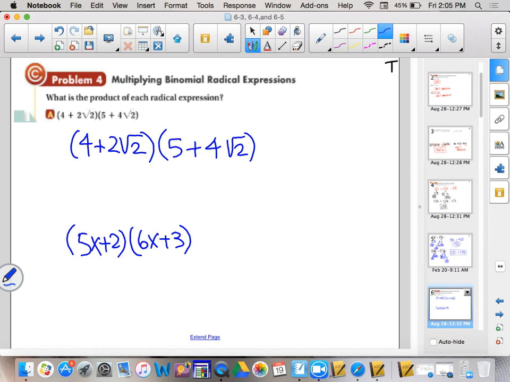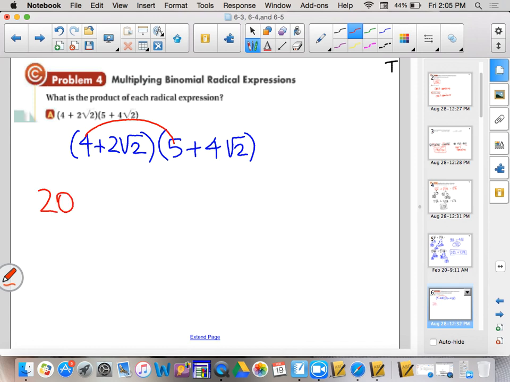Distribute. Same exact concept up here, okay? So we're going to take our problem up here and we're going to distribute. This times this, so 4 times 5 is 20. And then 4 times 4 square roots of 2 gives me 16 square roots of 2. 2 square roots of 2 times 5 gives me 10 square roots of 2.